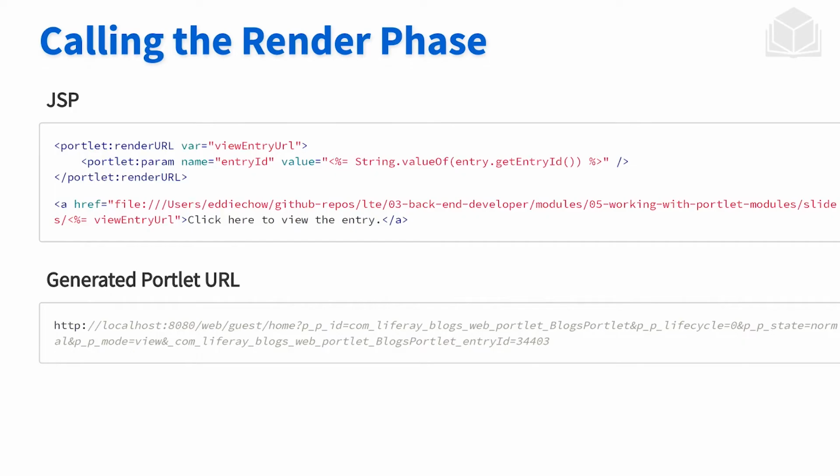One thing that's very unique with our portlet phases is that it generates a specific URL in our URL bar. So here is one example of a URL that's generated once we click on that render URL link, or in this case, that anchor tag.